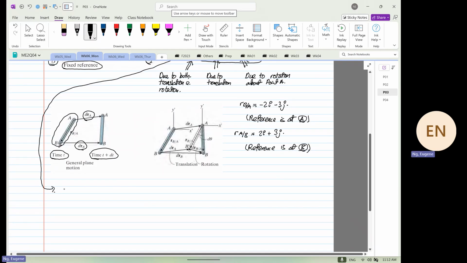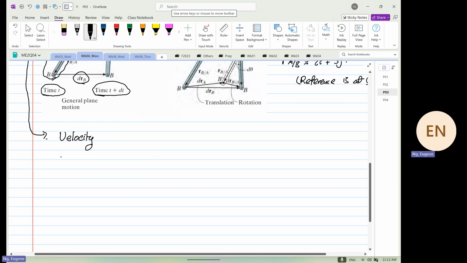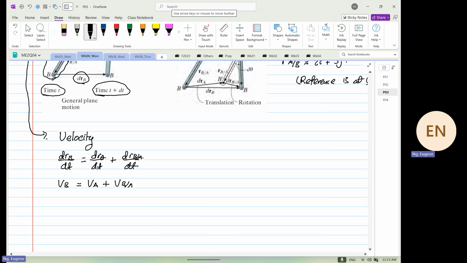Now, in terms of velocity, we can write out that drB over dt is equal to drA over dt plus drB from point A over dt. Okay. So this will be equal to velocity at point B is equal to velocity at point A plus velocity of point B from A.